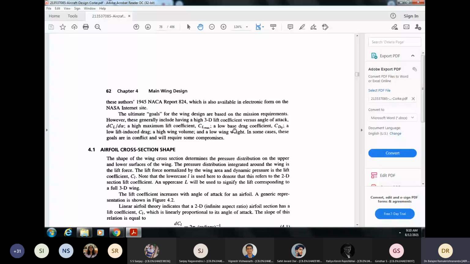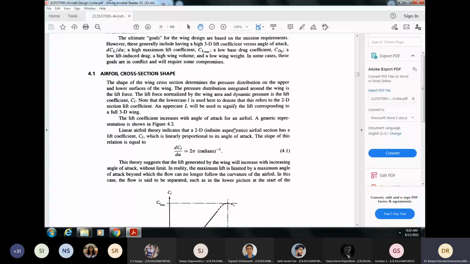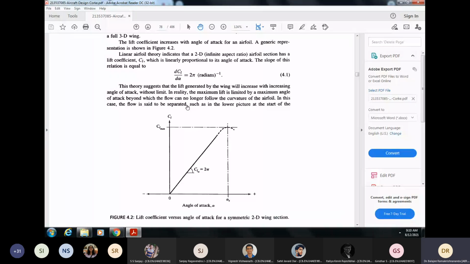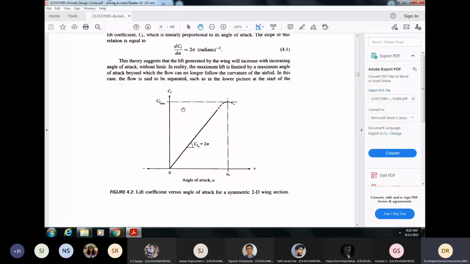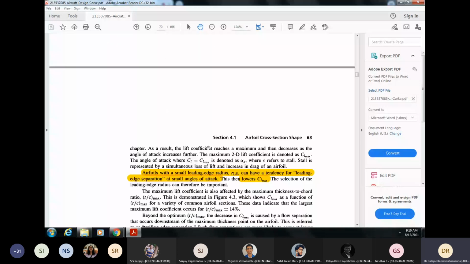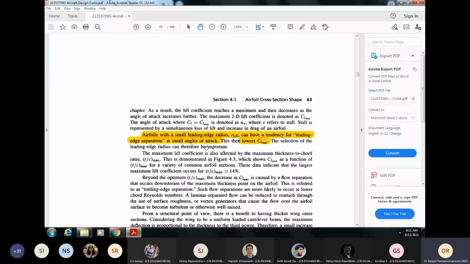So this cross-sectional shape, we've gone through this. dCL by d alpha is 2 pi per radian. So this is the ideal airfoil. Now, the angle of stall is alpha stall, as we call it. After stall, we lose lift and gain drag. We all know that.